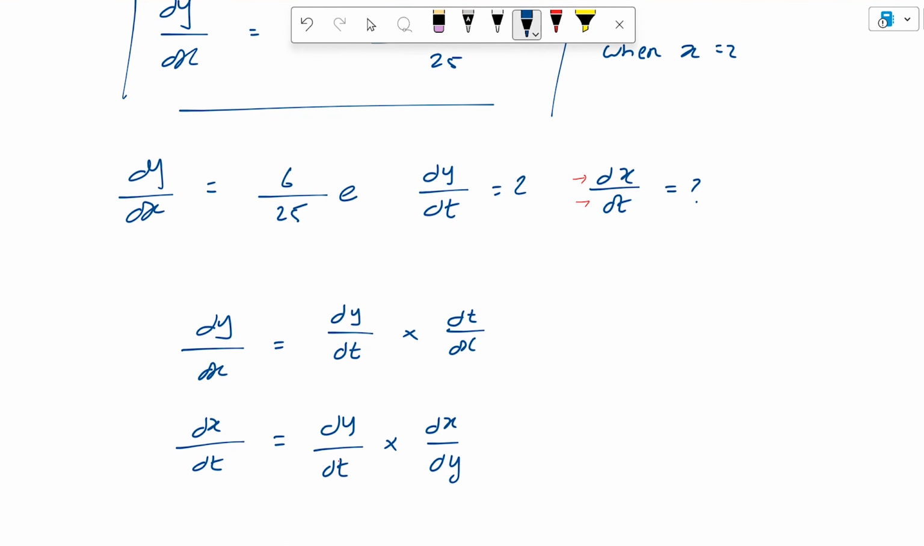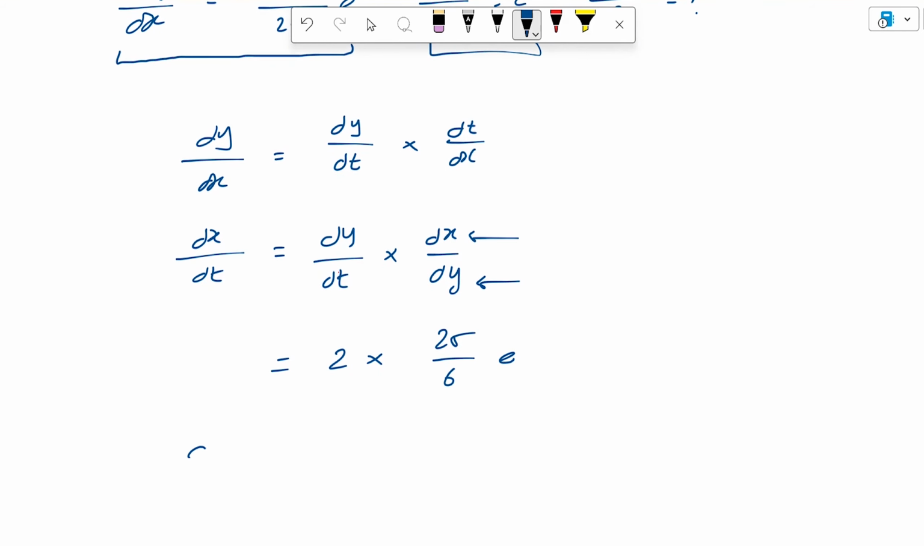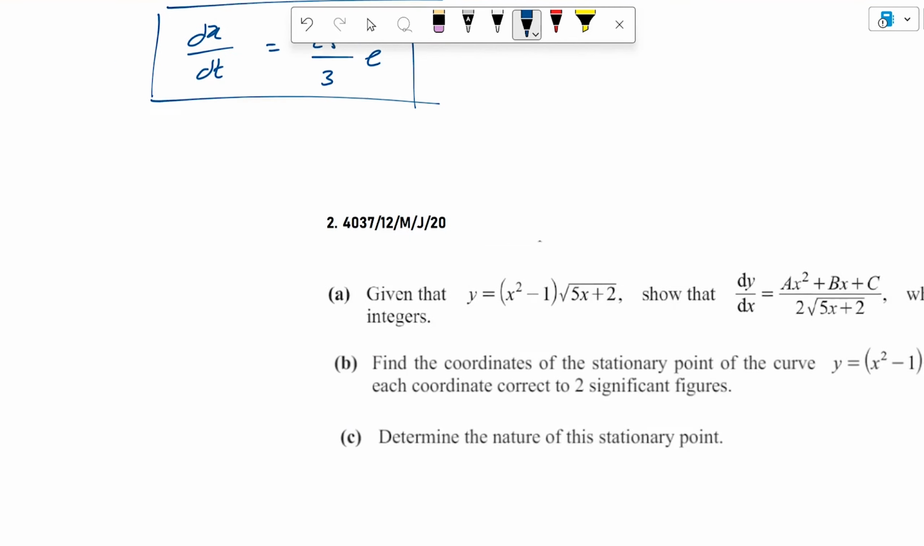Right, so let's just plug in the values of dy over dx, which is this and that. Although keep in mind, we no longer have dy over dx, we have dx over dy, which means this is inverted. So dy over dt, which is 2, times 25 over 6e. And that's going to give us an answer of dx over dt is equal to 25 over 3e. That's your answer. Good.